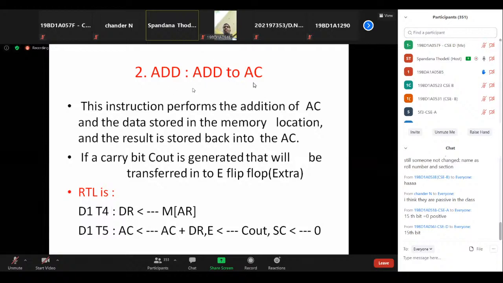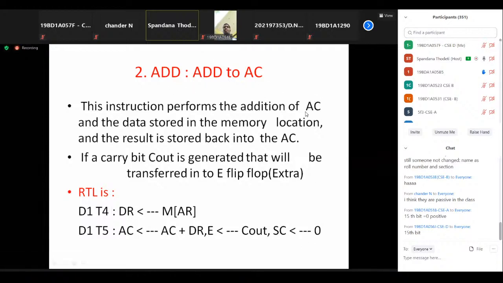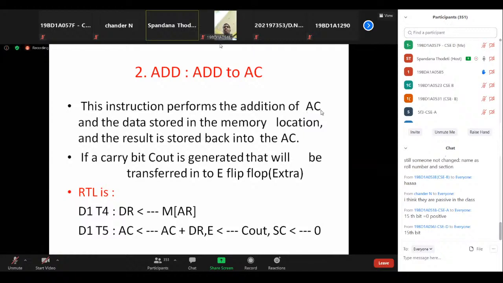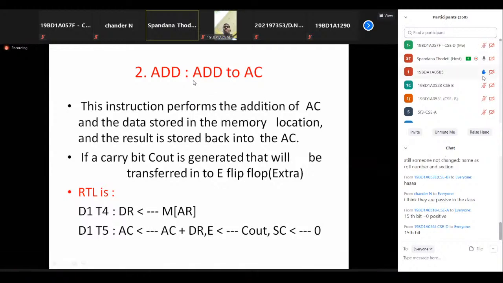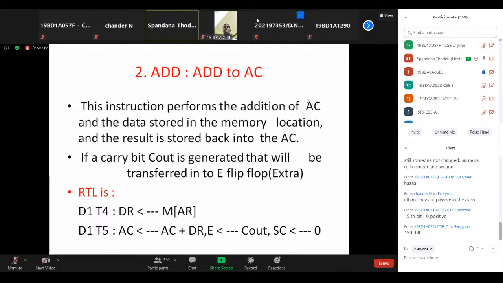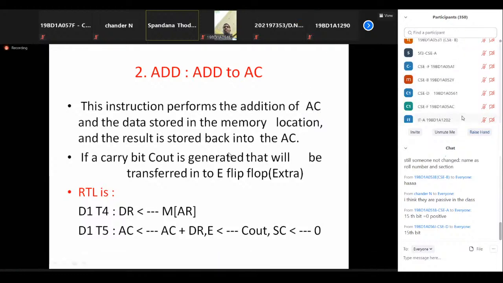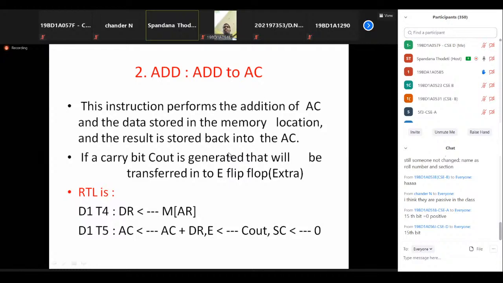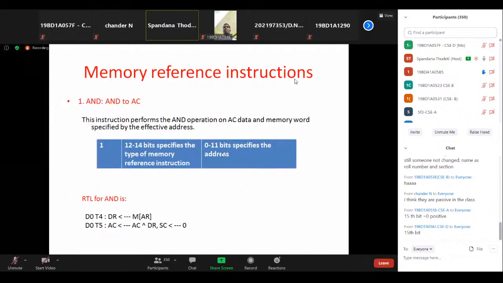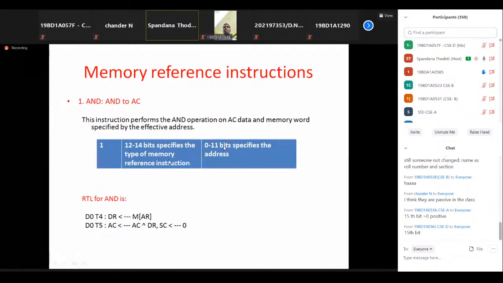So you know what the first content is. The first value is present in the accumulator. One data content is present in the accumulator. What is to be performed? Perform the addition operation on the data present in the accumulator with the data present in the memory location. Right? So these 0 to 11 bits are moved into your AR.